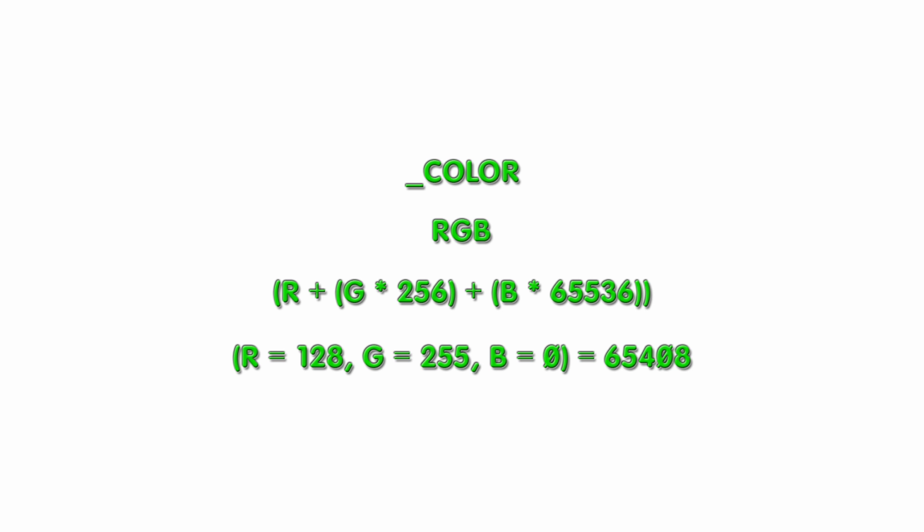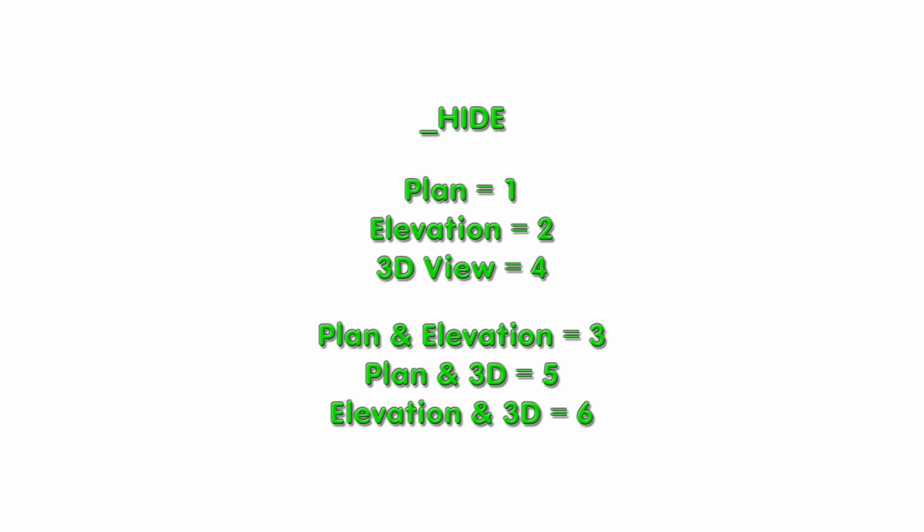There have been a few other new system parameters added as well. We have _setCornerRadius, which allows us to specify the softness radius per door. And we also have the _color parameter, which allows us to specify a RGB, or red, green, blue value for the color of a part. And lastly, we can use the _hide parameter to hide parts in plan, elevation, or 3D views, or a combination thereof.